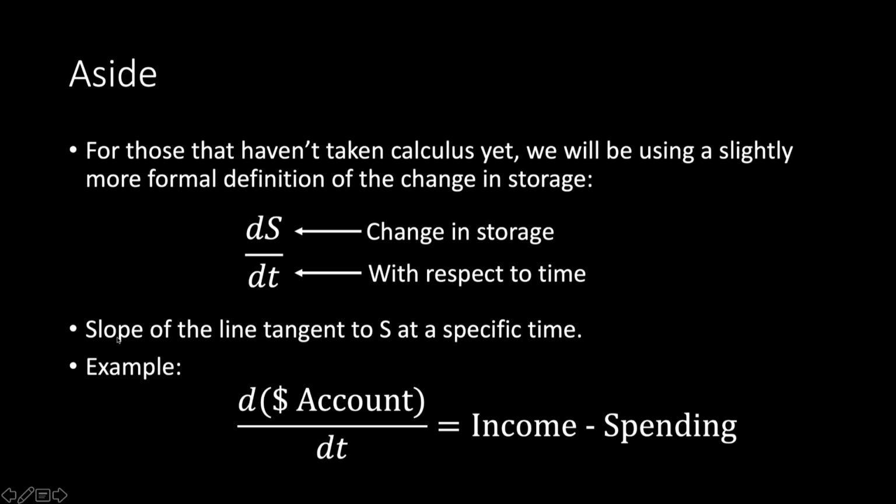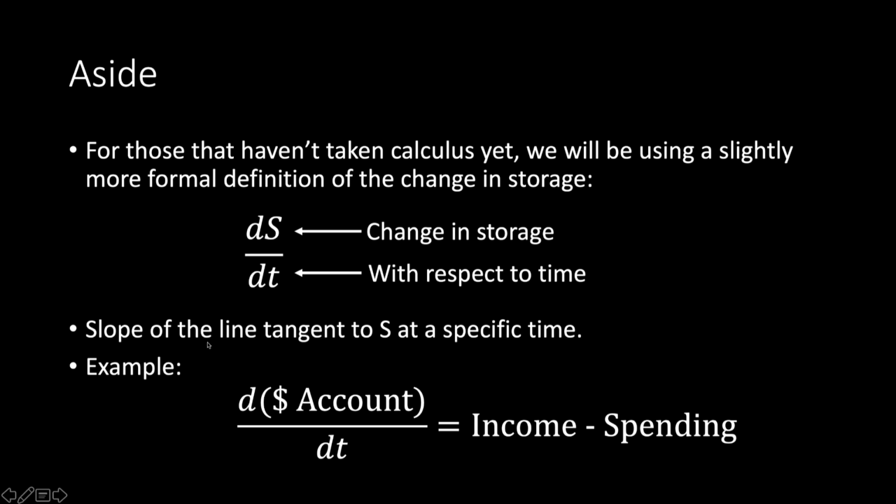The way we interpret these derivatives is as the slope of the line tangent to this function S, the storage, at a specific time. You may remember that when you first learned about slopes, you learned to compute a slope as the rise over the run. That's exactly what this is. The change in storage is the rise, like a delta y, and the part with respect to time is the run, almost like a delta x.